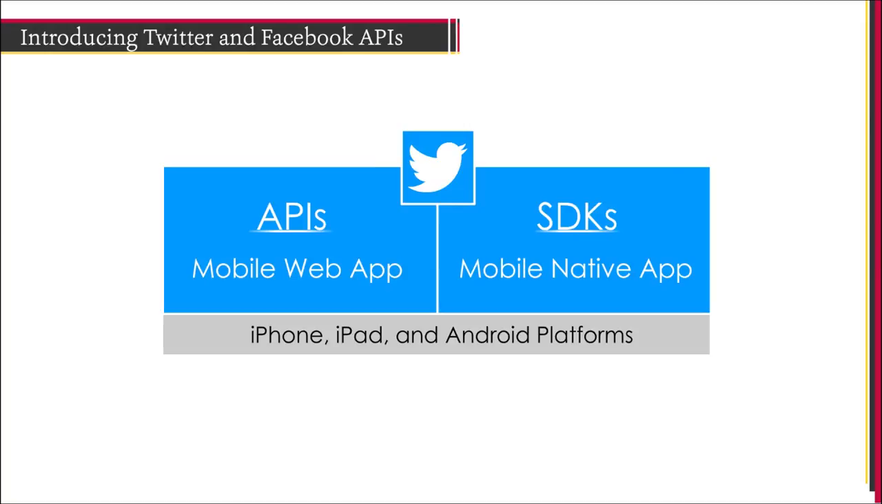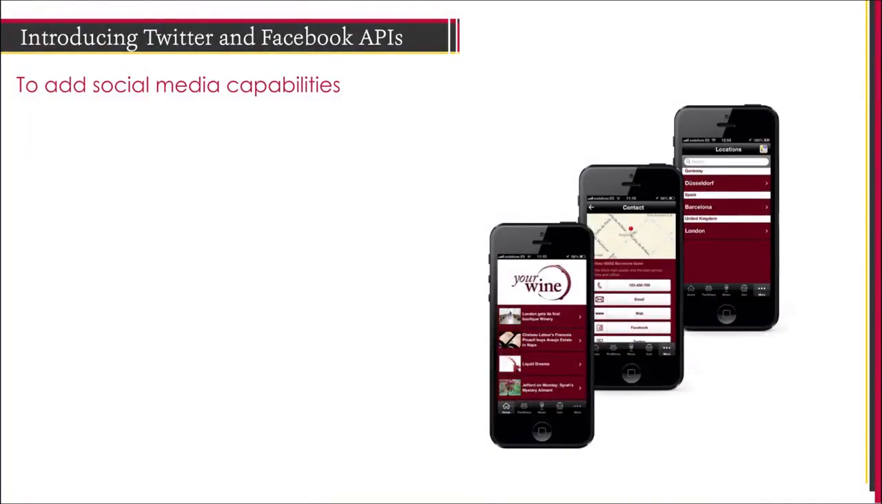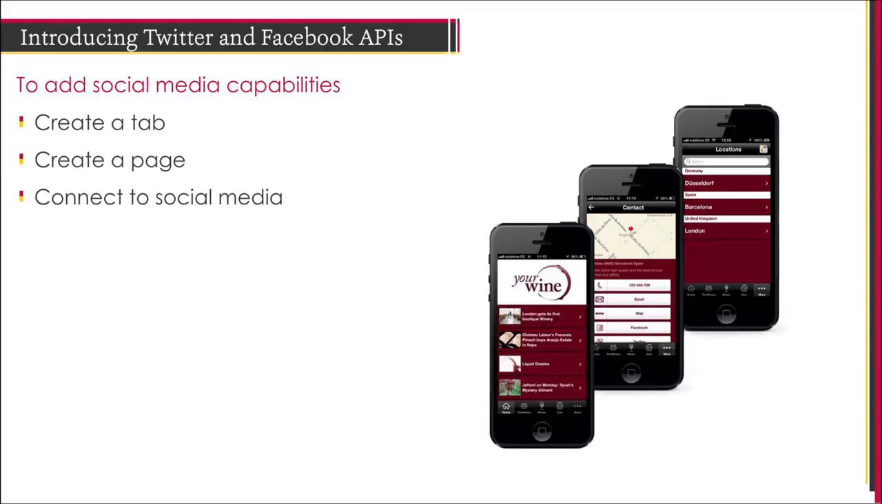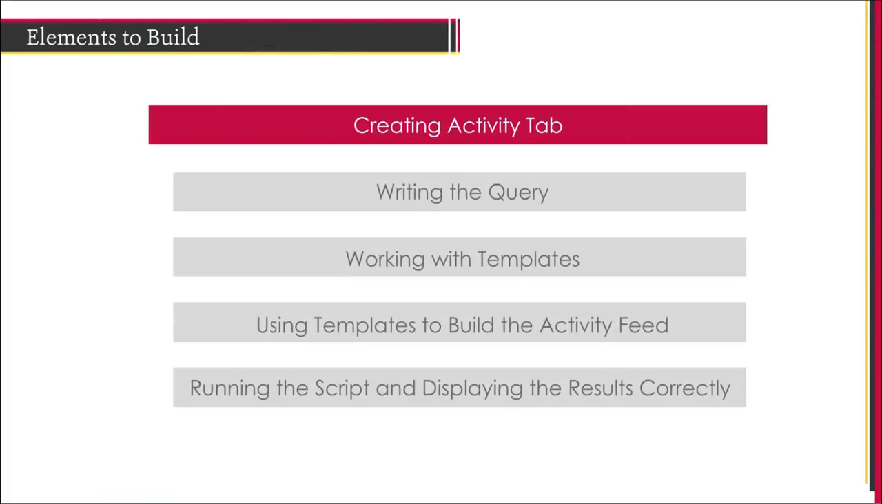After developing a mobile app, you need to add social media capabilities in your app to make it robust. To add social media capabilities to your Cork app, first you need to create a tab in the application to display the feeds from a social network site and create a page in the tab that will display more information on a selected item. Then, you need to connect the application to Twitter by using the Twitter APIs to pull data. Now, let's see how you can create an activity tab in an app.